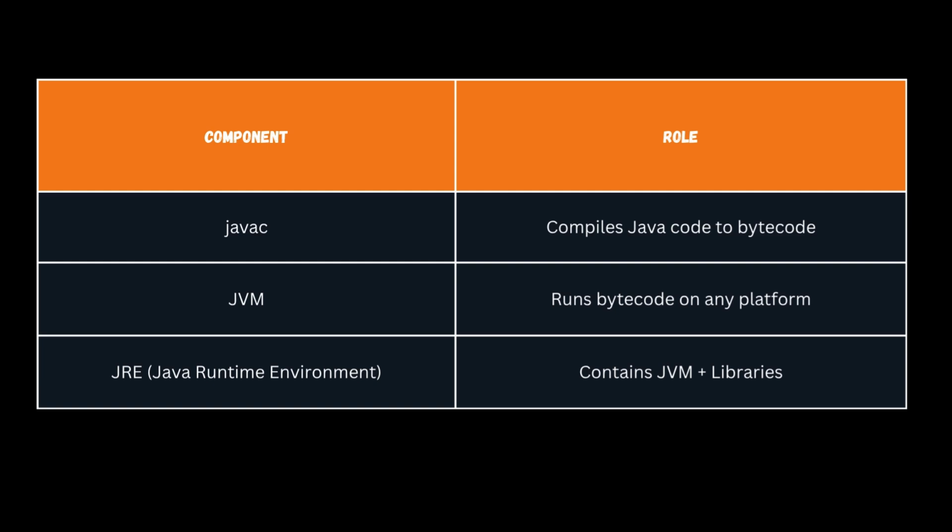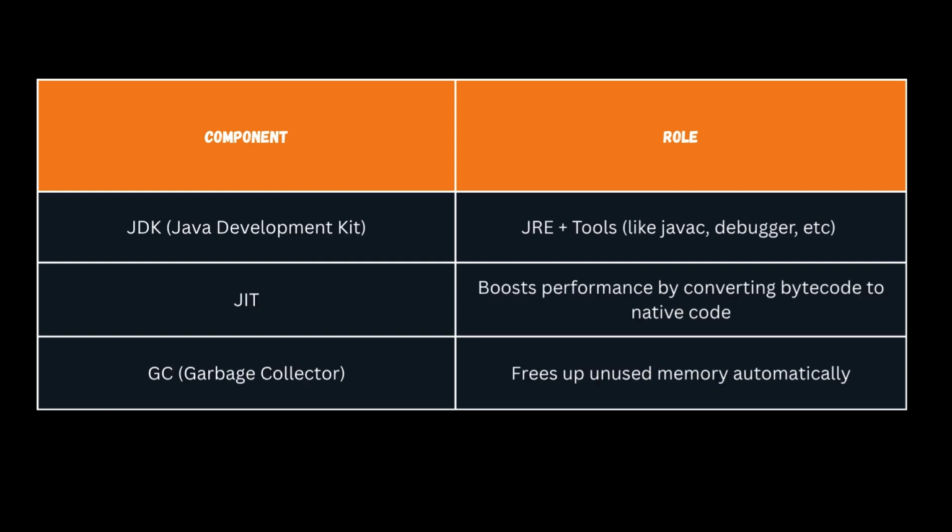What did we learn? The components and roles I have divided in such columns. javac compiles Java code to bytecode. JVM runs bytecode on any platform. JRE, which stands for Java Runtime Environment, contains JVM plus libraries. Then JDK, which stands for Java Development Kit. In that JRE is there plus tools like javac, debuggers and many more.